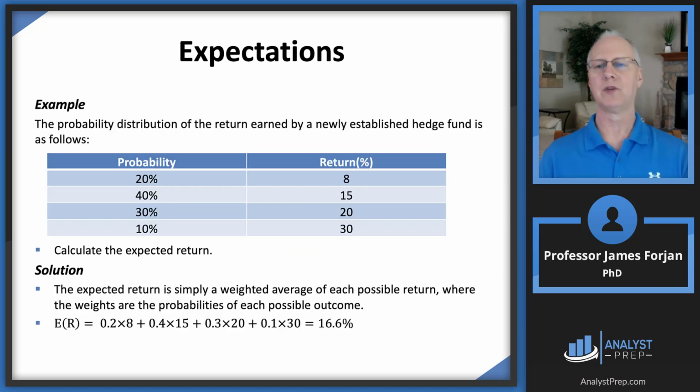So it's probably best just to show you a quick example here. Let's suppose that we have some possible returns, a probability distribution for a newly established hedge fund. So this is the way I like to think about it mathematically. Let's start on the left-hand side and say the following. We have a 20% chance of earning 8%. We have a 40% chance of earning 15%. We have a 30% chance of earning 20% and a 10% chance of earning 10%.